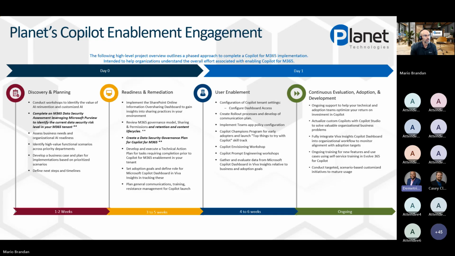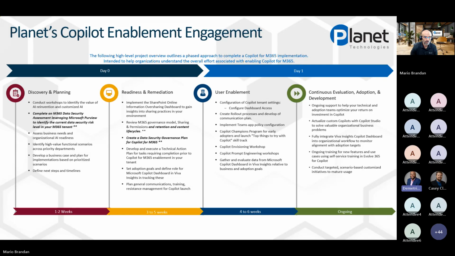These Copilot envisioning workshops help you start looking at some of the use cases that you identified. How do those expand? Are those inclusive of all different activities? We want to make sure your users understand how to interact with Copilot as well.